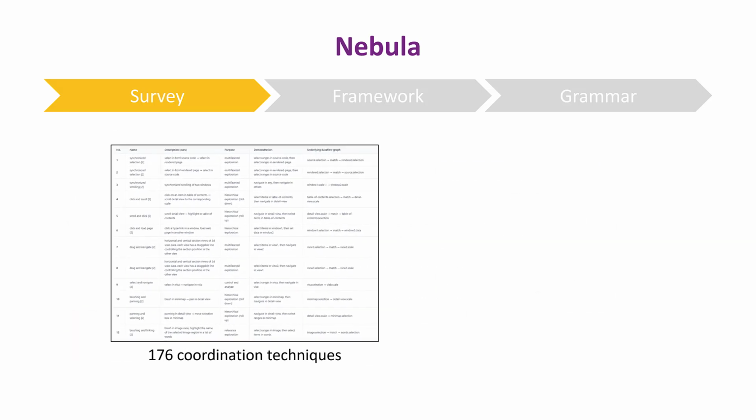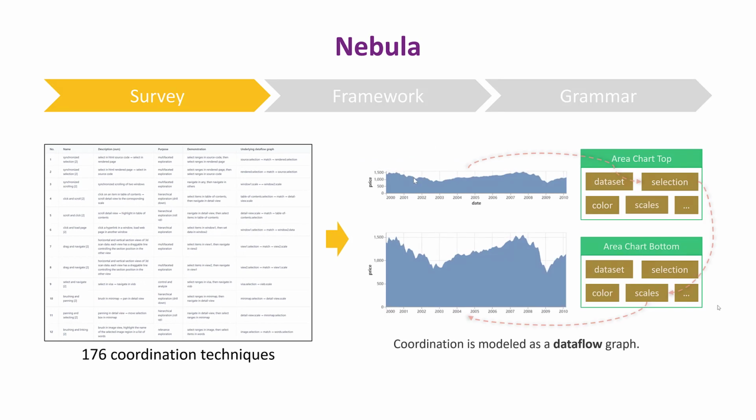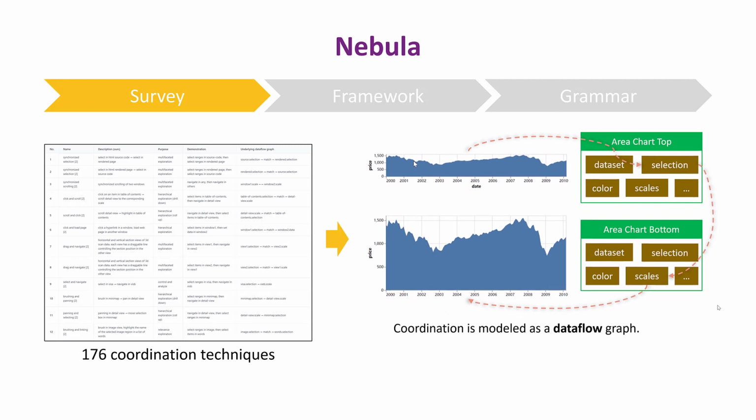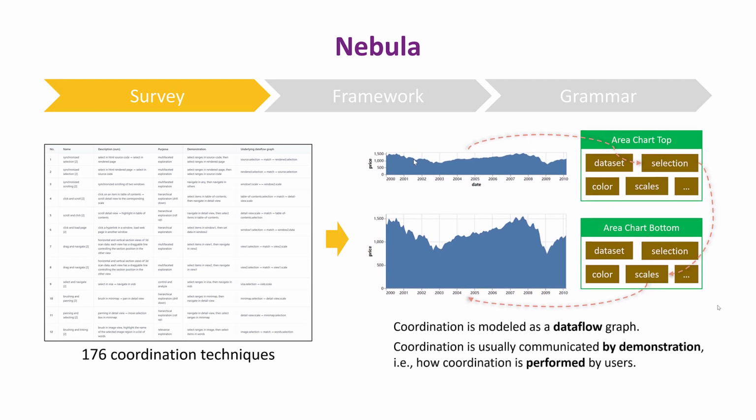Based on the corpus, we found that coordination is modeled as a data flow graph between views. For example, when users brush the area chart above, the internal data of the chart changes. The coordination passes the data change to the area chart below and modifies its X scale, leading to the updating of the chart. Although the data flow graph is clear, we observed that users prefer to communicate coordination by demonstration, namely, describing how coordination is performed.